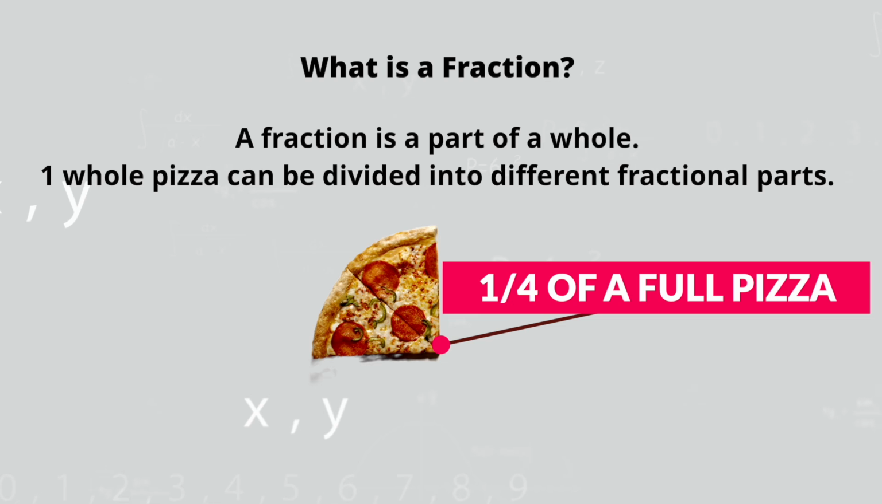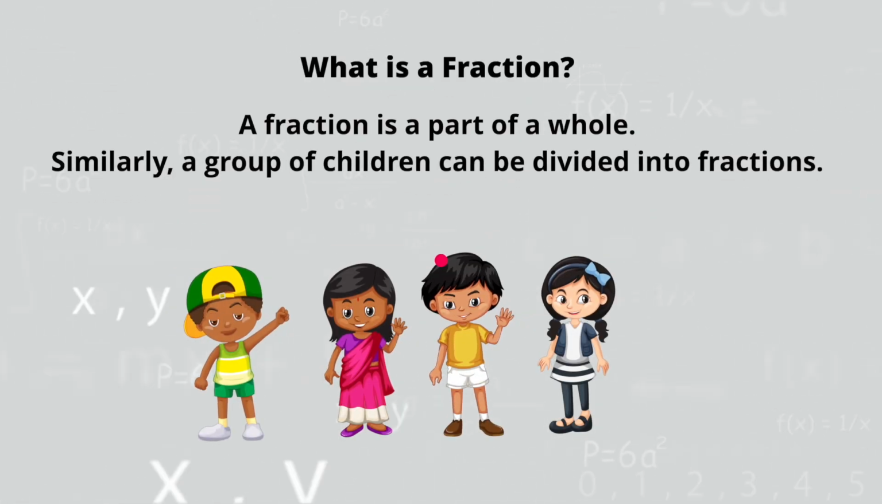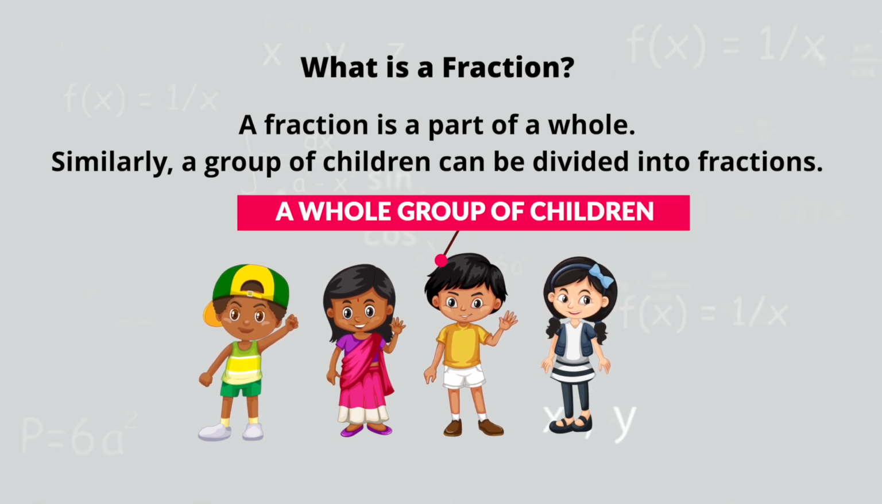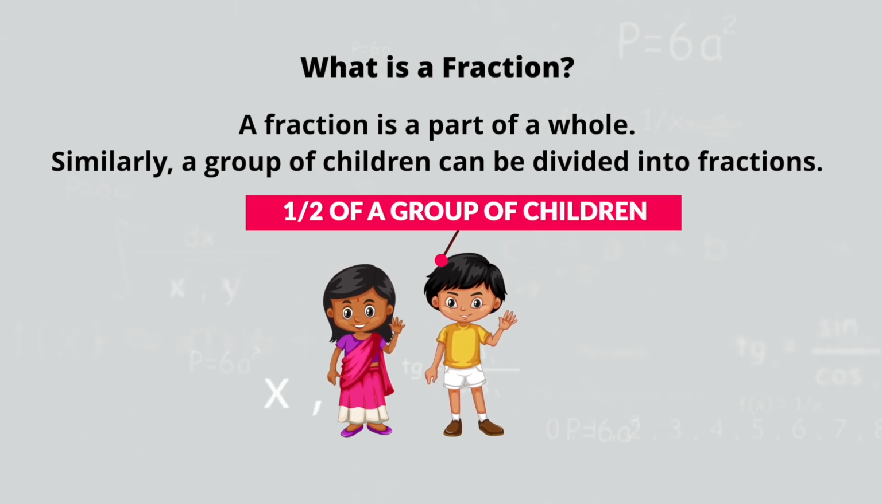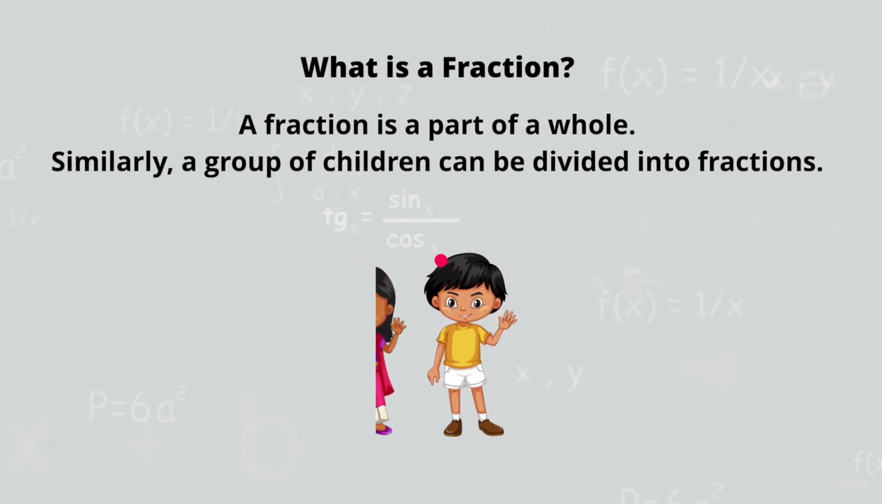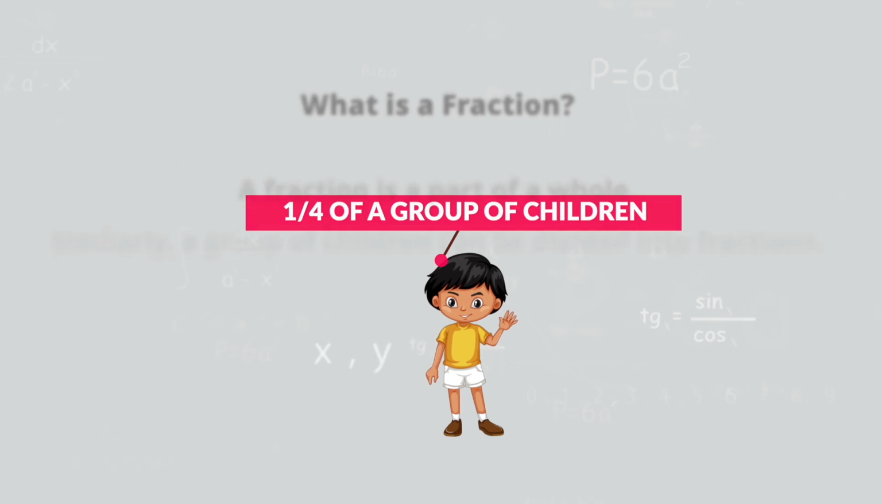Similarly, if we consider a group of 4 children, they can also be represented as fractions. Take away 2 of the 4 children, and what remains is half of the group. Take away 3 of the 4 children. Now what remains is 1/4 of the group of children.